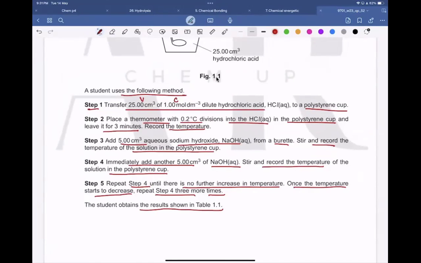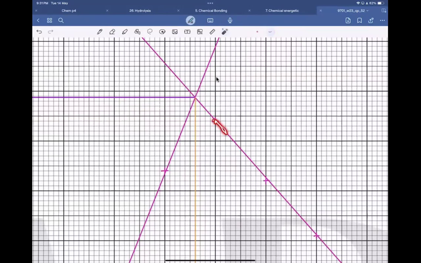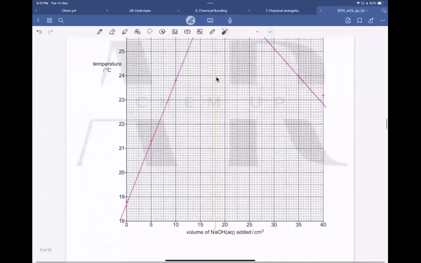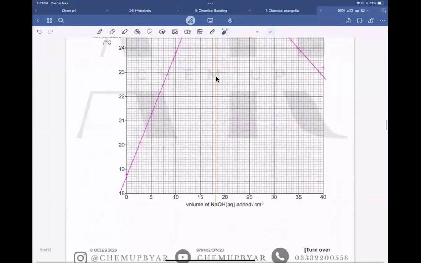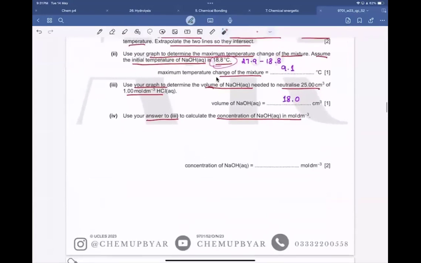See, extrapolate means that we have extended the two lines. Otherwise, your one line is going to end over here and the other line is going to end over here. So we extrapolated both of them. And as a result, we get this point. Okay, so that's what extrapolate means, to get to know where the actual point is, which will be the highest point.